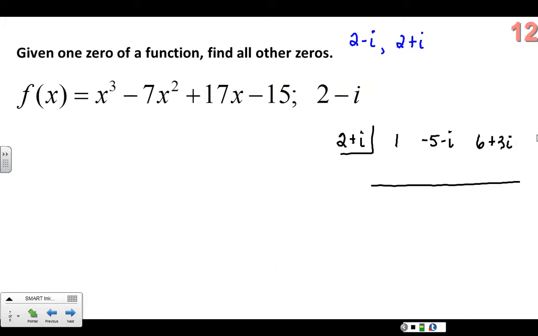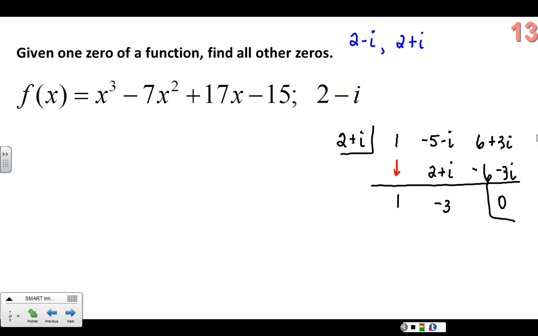Okay, so I'm going to bring down the first term as is. 1 times 2 plus i is 2 plus i. Notice what happens when I combine that. I just get negative 3. The i's drop out. And then if I multiply negative 3 times 2 plus i I get negative 6 minus 3i, which gives me 0. So 2 plus i is definitely a factor as well, which leaves me now a diminished equation. It went from x cubed to x squared, now it's x and the constant.